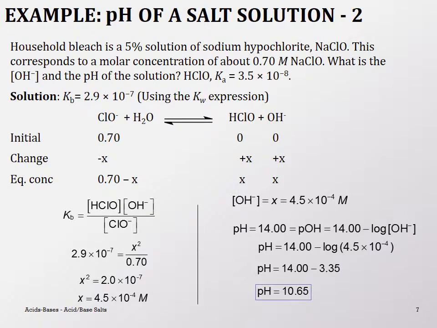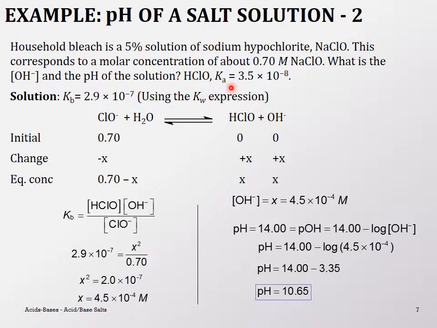So here is another calculation for the pH. Household bleach is a 5% solution of sodium hypochlorite. This corresponds to a molar concentration of about 0.7 molar sodium hypochlorite. What is the hydroxide ion concentration and the pH of the solution?